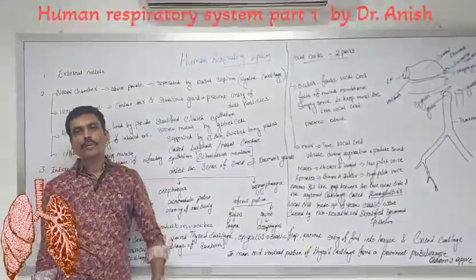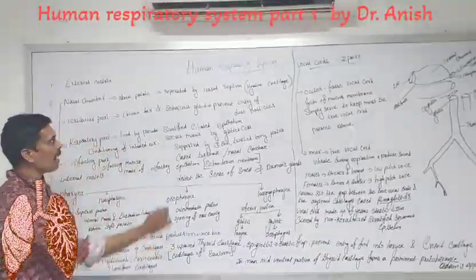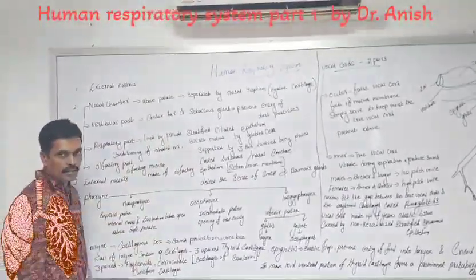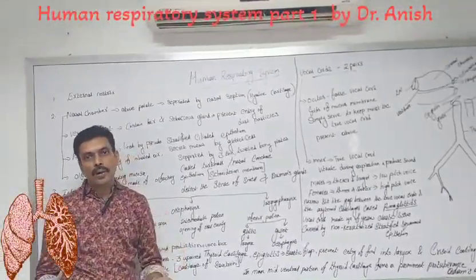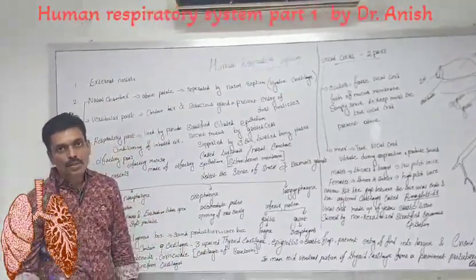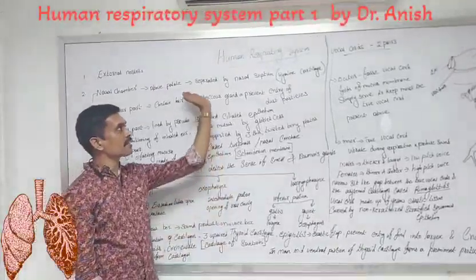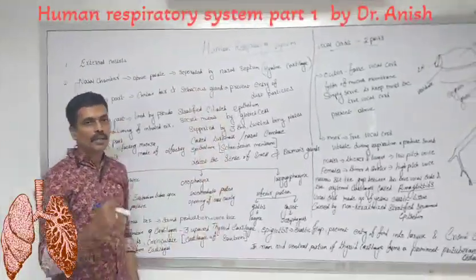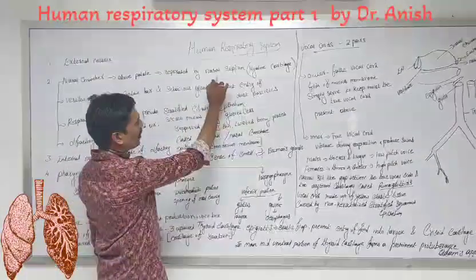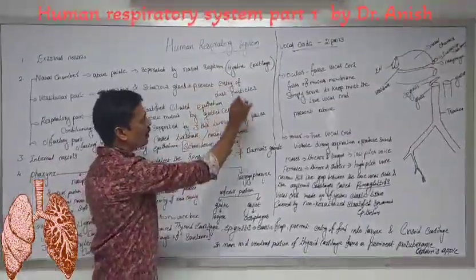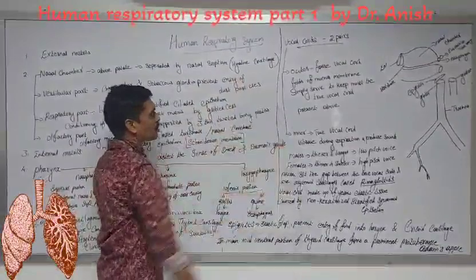In the roof of the buccal cavity, there is the palate. The palate is again divided into two. The anterior part is known as the hard palate and the posterior part is known as the soft palate. This nasal chamber is present above the palate. The nasal chamber is separated by the nasal septum. It is made up of hyaline cartilage.